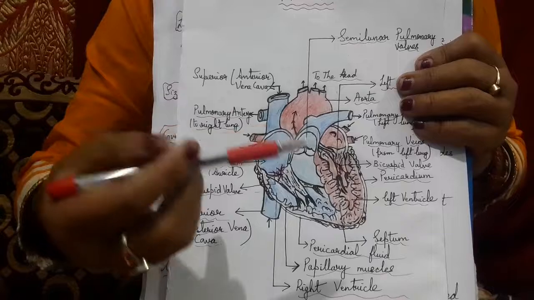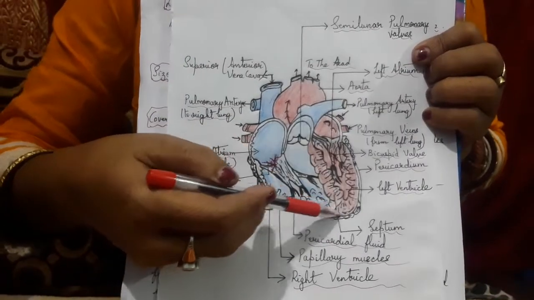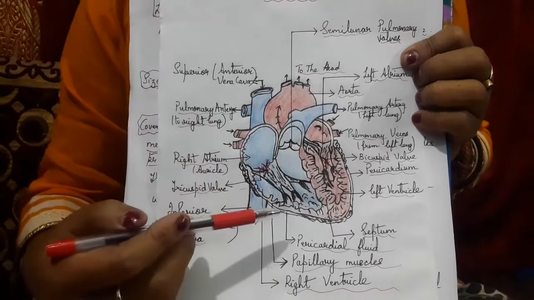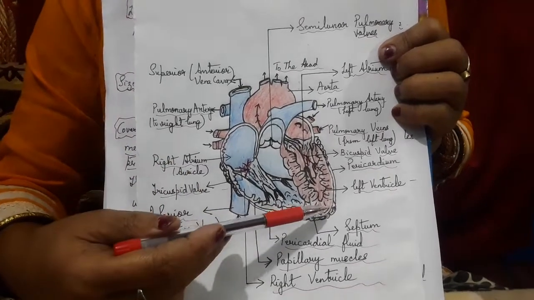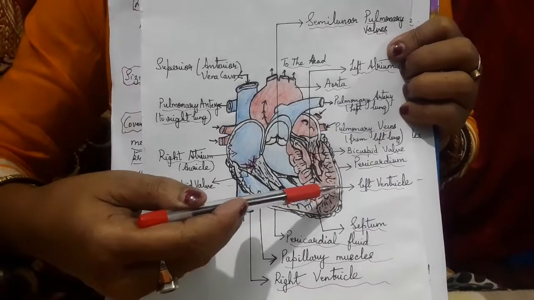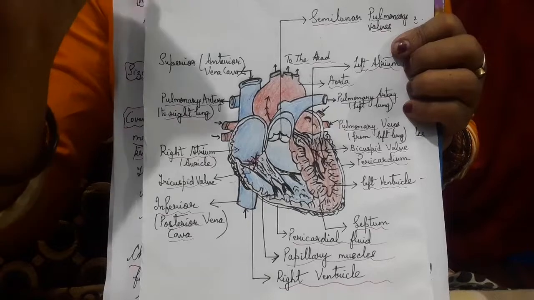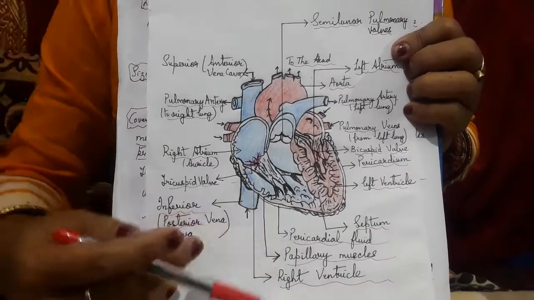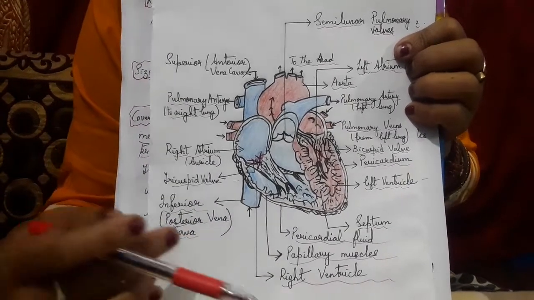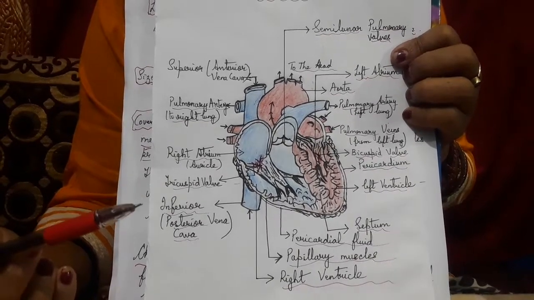Now, the heart is covered by a double membrane structure called pericardium. Pericardium provides protection to the heart. In between the pericardium, which is double membrane, there is a fluid called pericardial fluid, which protects the heart from shock and mechanical injuries.